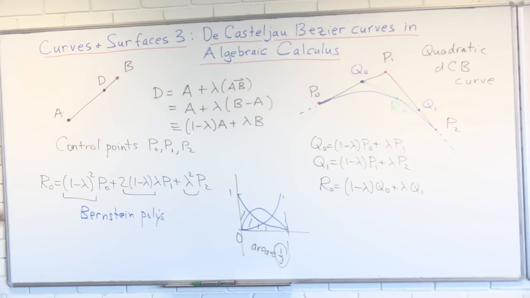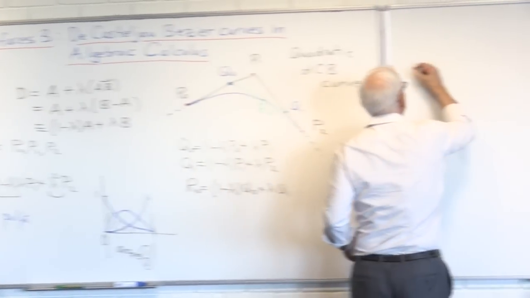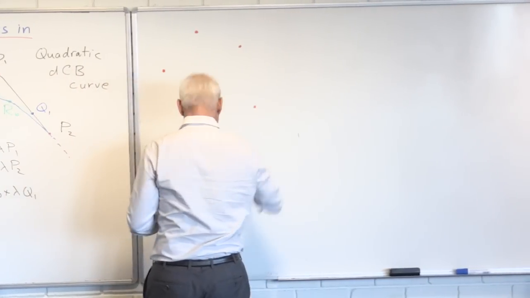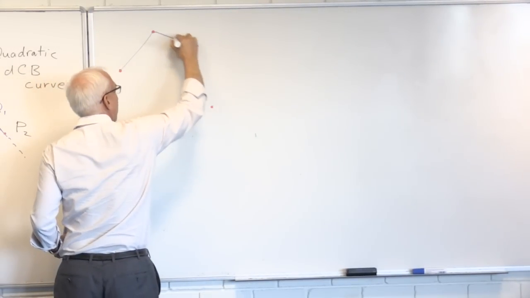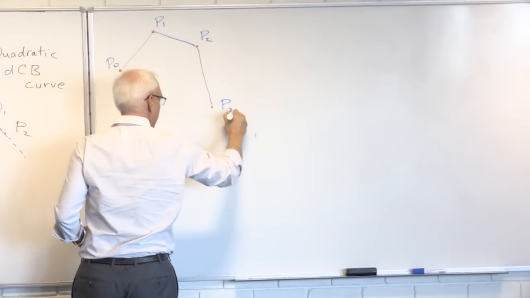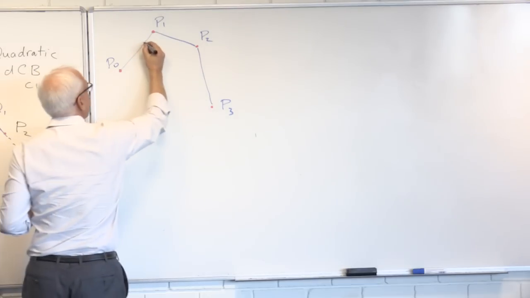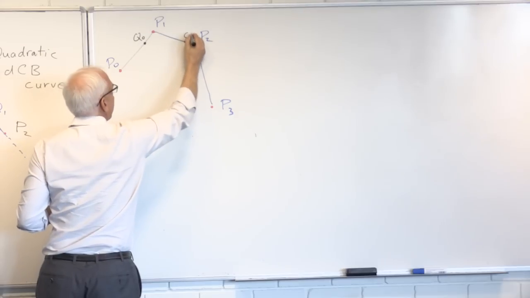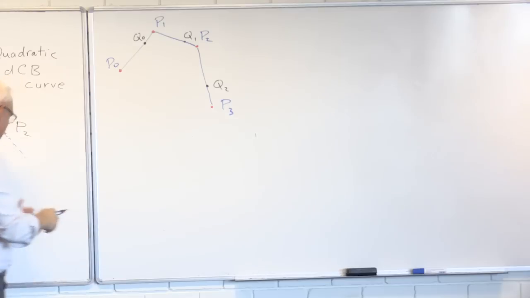Okay, then there's a cubic analog of this. So I'll just draw the pictures without writing too many of the formulas. So if we have now 4 control points, then we have on these 4 control points these secondary points, say Q0 there, and Q1 there, and Q2 there. So they're all proportionally given by the same parameter value.